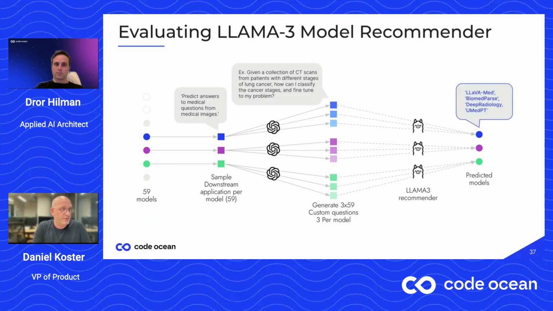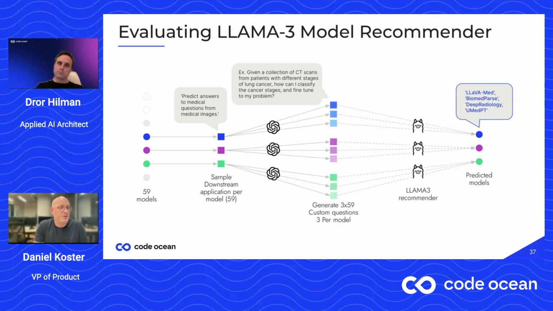For example, if the downstream application is predicting answers to medical questions from medical images, the variations could be, for example, given a collection of CT scans from patients with different stages of lung cancer, how can I classify the cancer stages and fine-tune to my problem, which is a very specific use case that we know is by definition related, originating from a specific model, in this case the blue model.